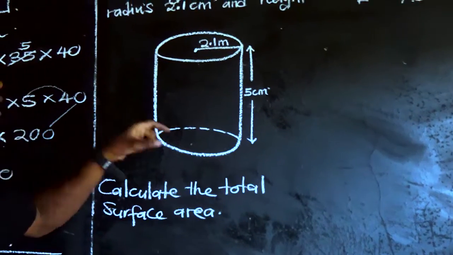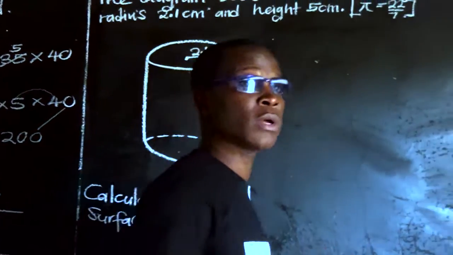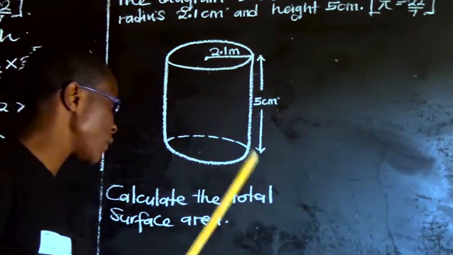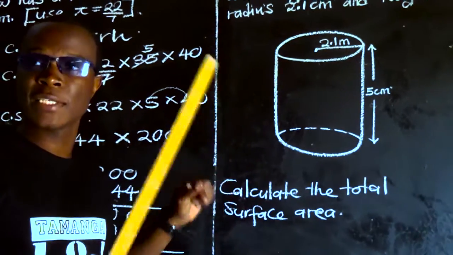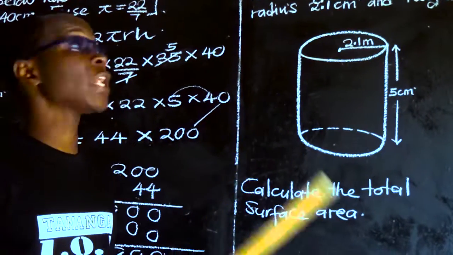They want the total surface area of this cylinder. Now total surface area and curved surface area are not the same. Are we together? So in this case, we want the total surface area, not curved surface area. Take note of this.